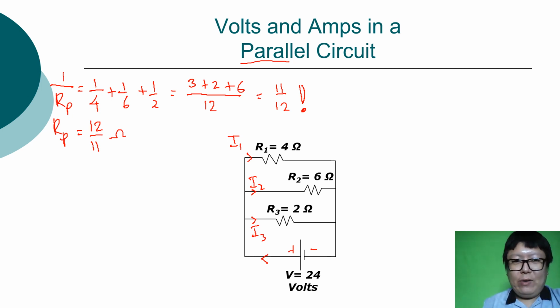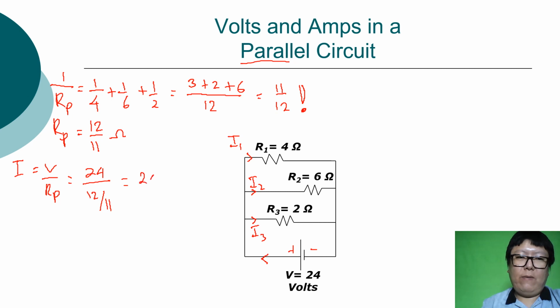Okay, then after you get the RP, then you can find the I, the total current that flows in this circuit. The I is phi per RP, right? So the phi is 24 per 12 per 11. So it becomes 24 times 11 per 12. Then we get how many? This is 2, so 22 amps.